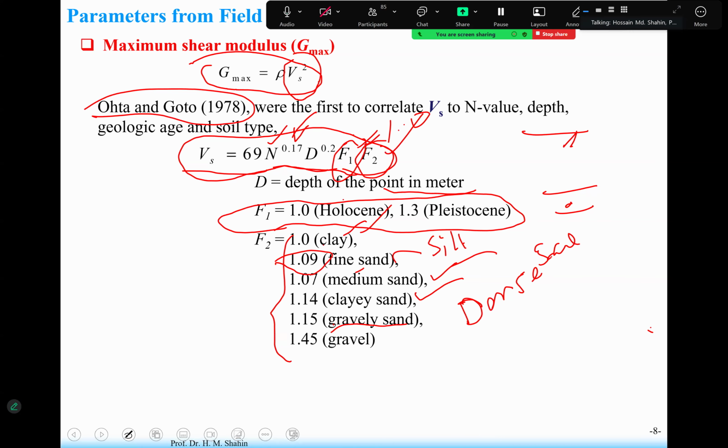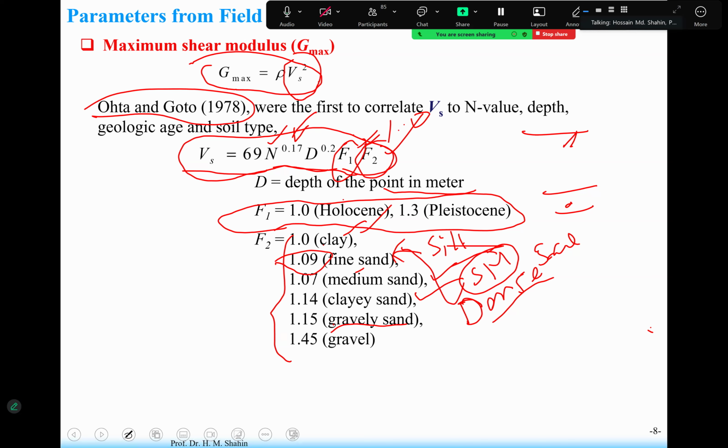Okay, dense sand means medium sand. This medium means medium stiff. Medium, medium. Okay, diameter like this, not medium stiff. For dense sand, you use what? Dense sand and SM, say SM. For SM in our country, you use 1.09.